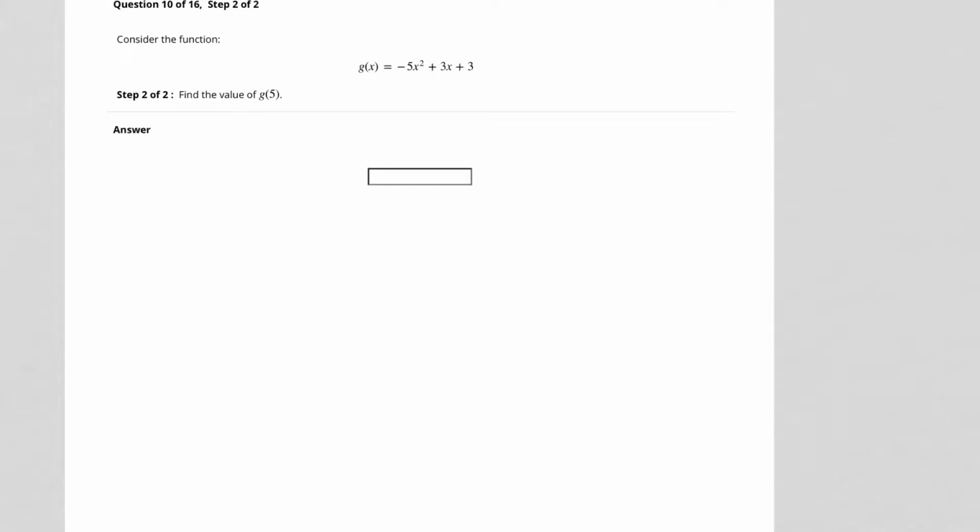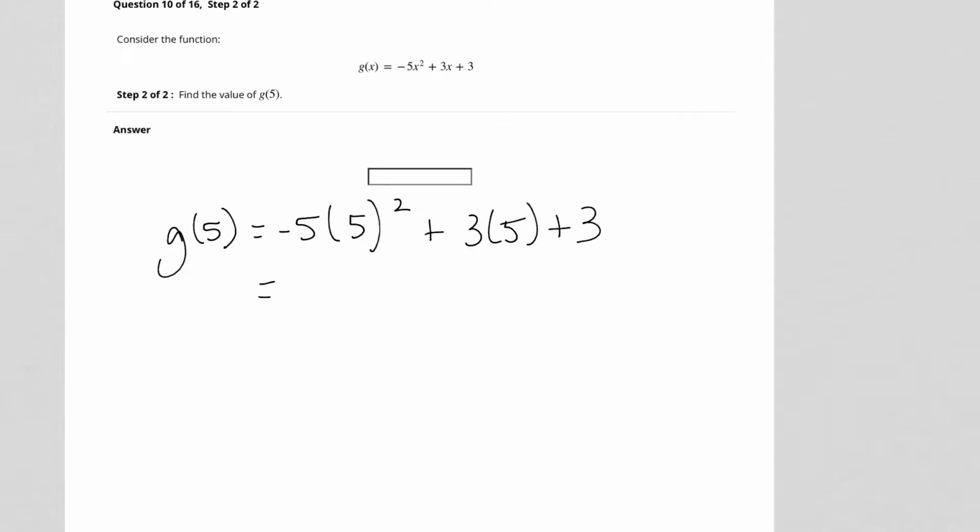We have the same function in this example. G of x equals negative 5x squared plus 3x plus 3. This time we want to know what g of 5 is. So g of 5 equals negative 5 times 5 squared plus 3 times 5 plus 3.